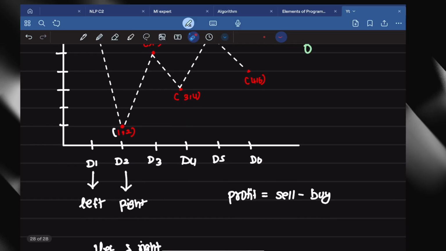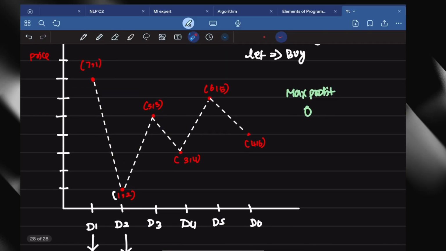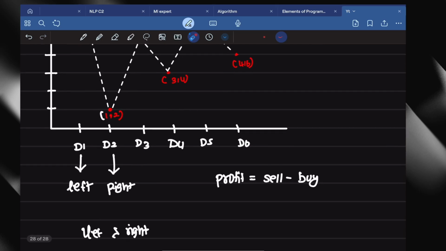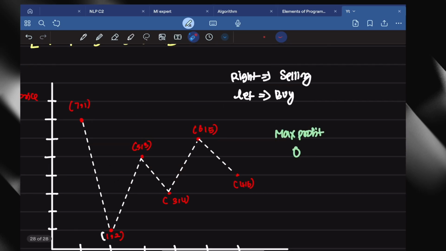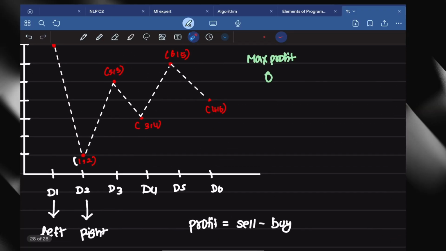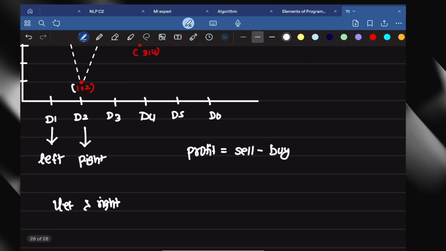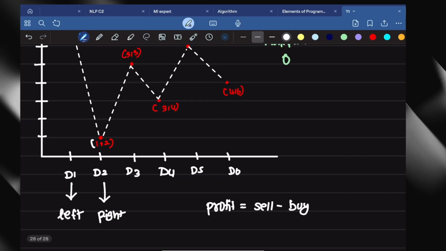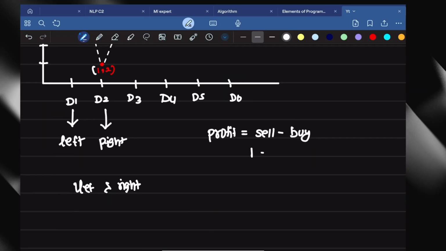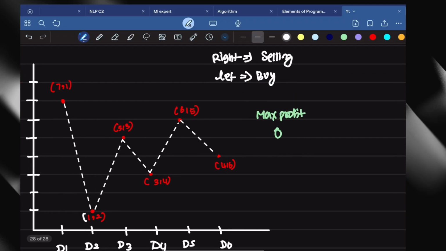Now initially, at day 1, we are here, and the price is 7. As I said, left is going to be buying. Let's assume we bought for 7 and we are selling it for 1 rupee at day 2, where the stock price is 1. Now let's calculate the profit, which is selling minus buying. We are selling it for 1 rupee and buying it for 7 rupees, so our profit is going to be negative 6. Do we need to update this? Nope, we don't need to update.